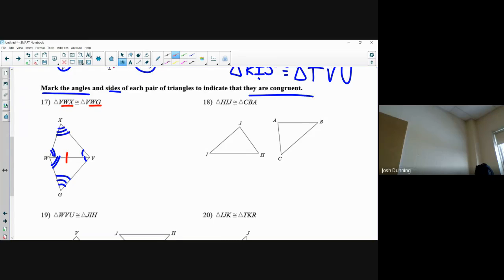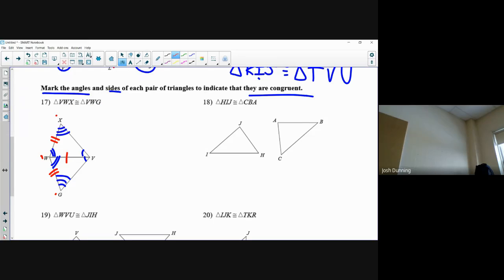WX is the same as WG. So here's W to X. I got to use 2. W to G, got to use 2. That means those 2 sides are equal. Maybe if the top one is 10, the bottom one's also 10. That's what this means. We don't know that though, so I'll get rid of those.